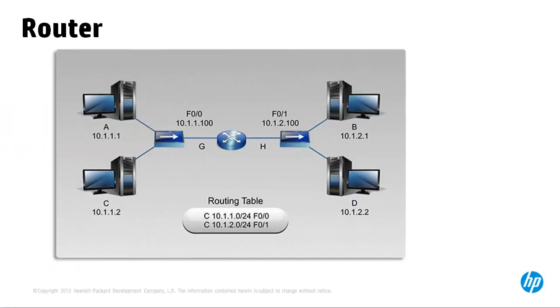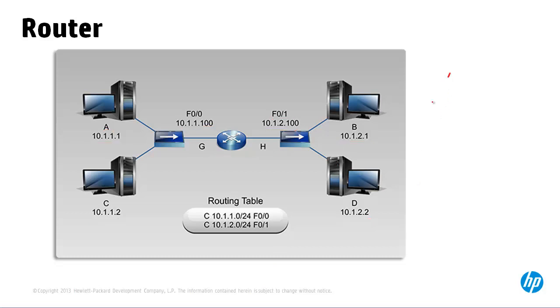So in this topology, rather than using 48-bit MAC addresses, I'm going to represent a MAC address as a single character. So A is the MAC address of the first PC, and it has an IP address of 10.1.1.1. We have a router with two interfaces, FastEthernet 0/0 with IP address 10.1.1.100 and MAC address G, FastEthernet 0/1 with IP address 10.1.2.100 and MAC address H. We also have some other PCs with their relevant MAC addresses and IP addresses.